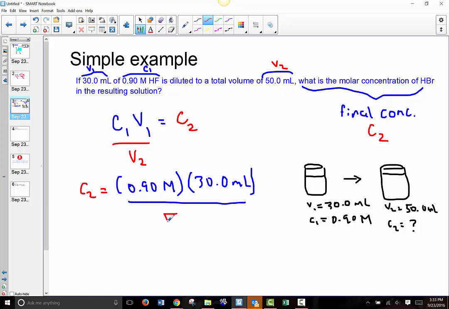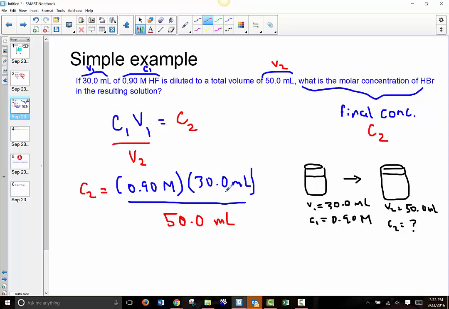And there's something you might notice here. I didn't have to convert from milliliters to liters. I just left both volumes in milliliters. Why did I do that? Because in the last section, molarity, I had to always make sure I was in liters. Well, the great thing about dilution calculations is that we have volume in two places here, okay? And so as long as my units are the same, it doesn't matter if they're milliliters or liters.